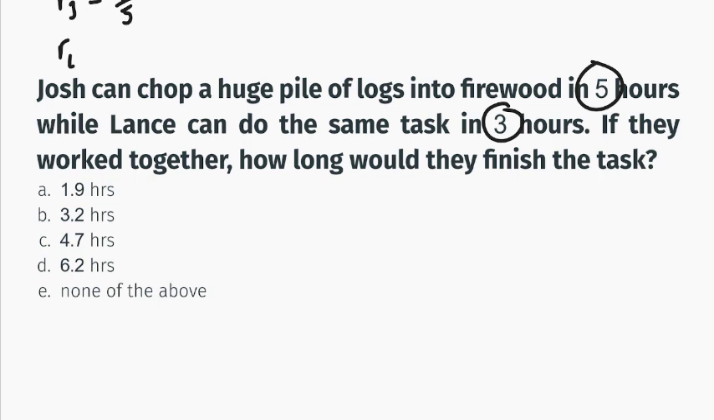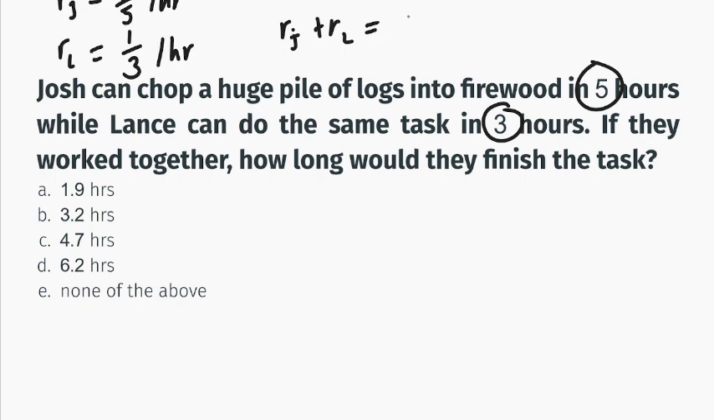It can do the job in 1 over 5 per hour. 1 over 5 of the job per hour. And then, while Lance can do the same in just 3 hours. So, essentially, Lance can do 1/3 of the job per hour. So, when they work together, essentially their rates combine. So, we add up their rates.